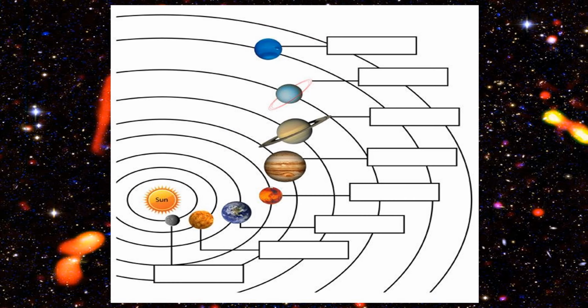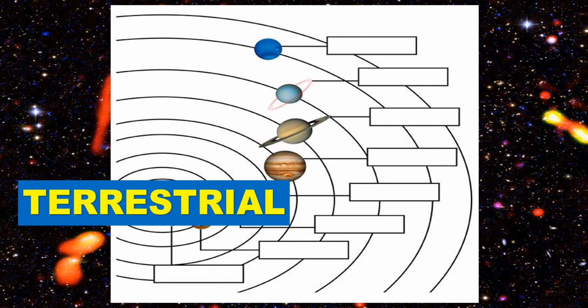The planets are divided into two categories based on composition. The first one is the terrestrial planets, and the second one is the Jovian planets. Terrestrial planets include Mercury, Venus, Earth, and Mars. They are primarily made of rocky materials. Their structures are solid and they don't have a ring system. They have very few or no moons and they are relatively small.